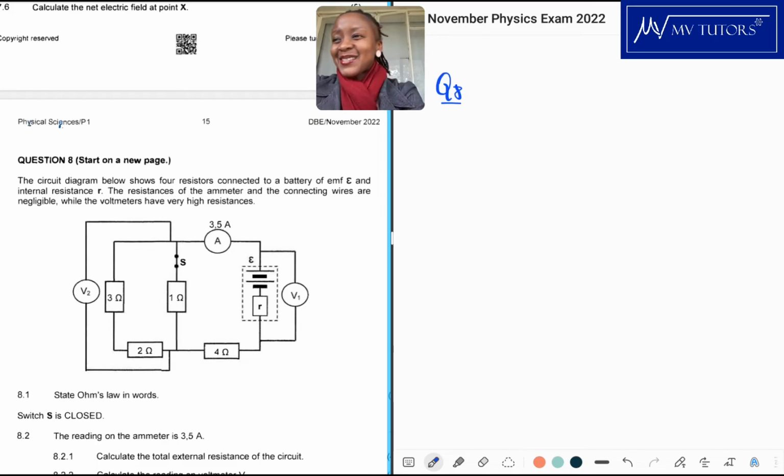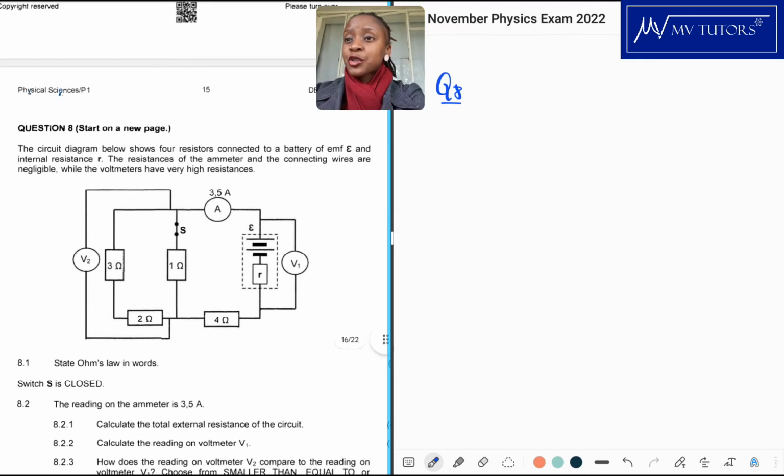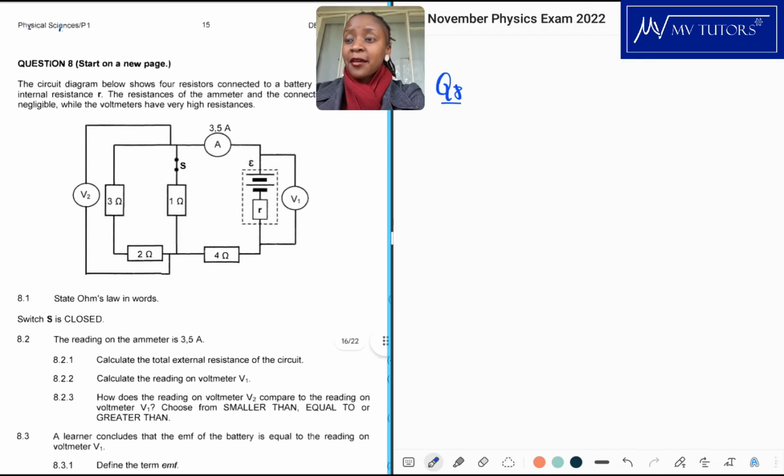So yeah guys, let's read what it says. We have a circuit diagram below that shows 4 resistors connected to a battery of EMF E and internal resistance R. The resistances of the ammeter and the connecting wires are negligible, while the voltmeters have very high resistances. So we see we have a very interesting circuit diagram over there. And we're going to start first with Ohm's law.